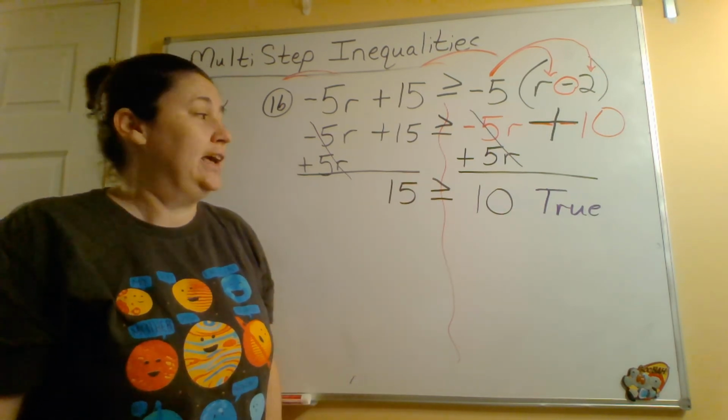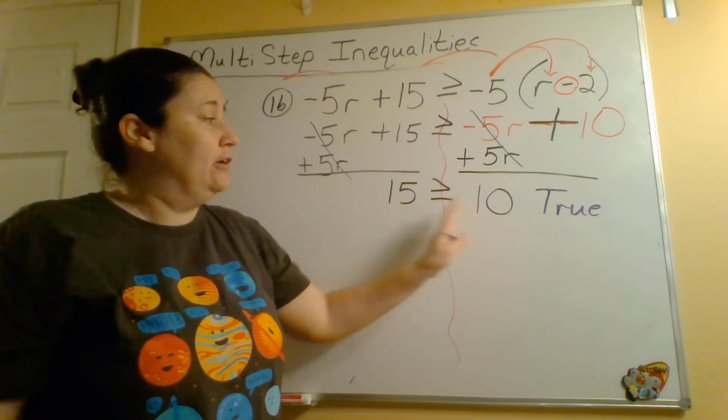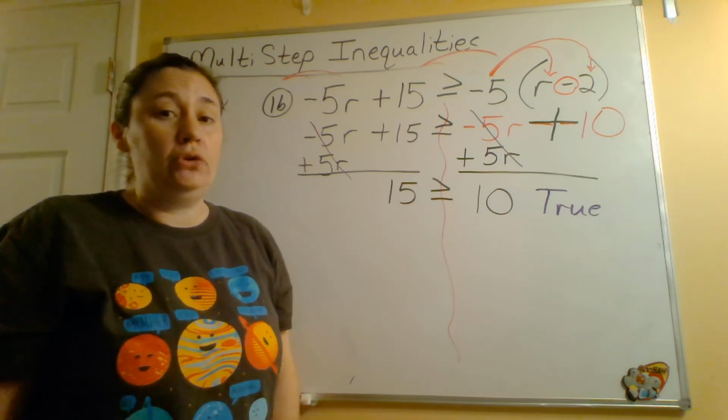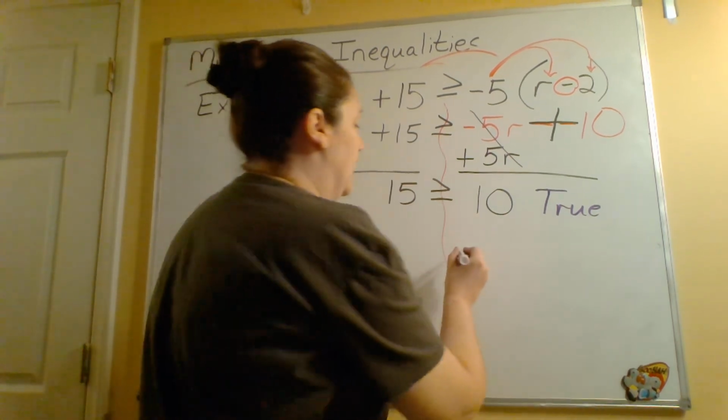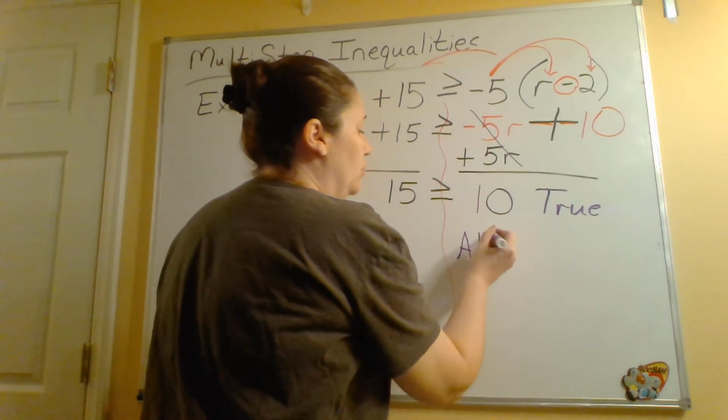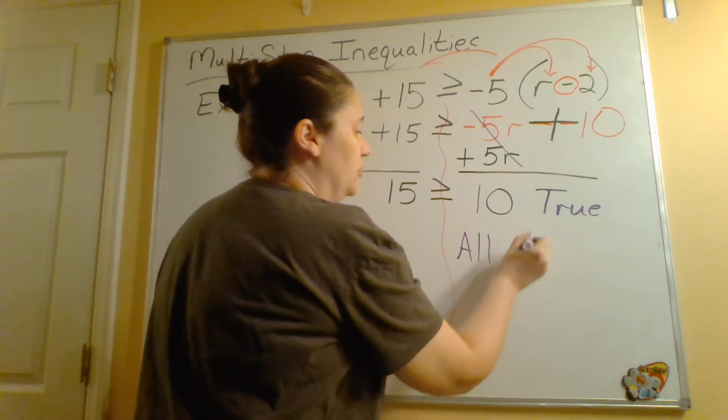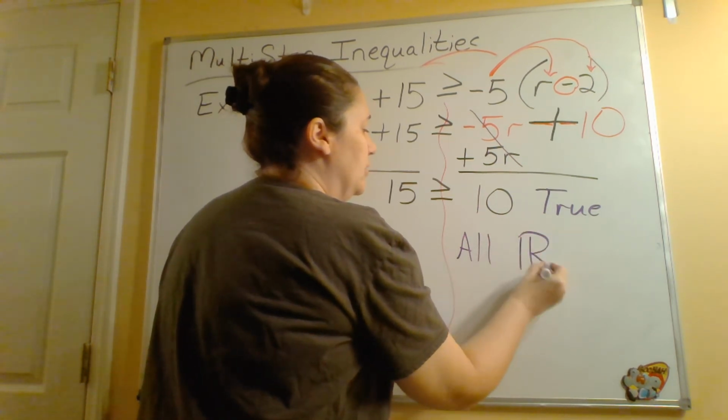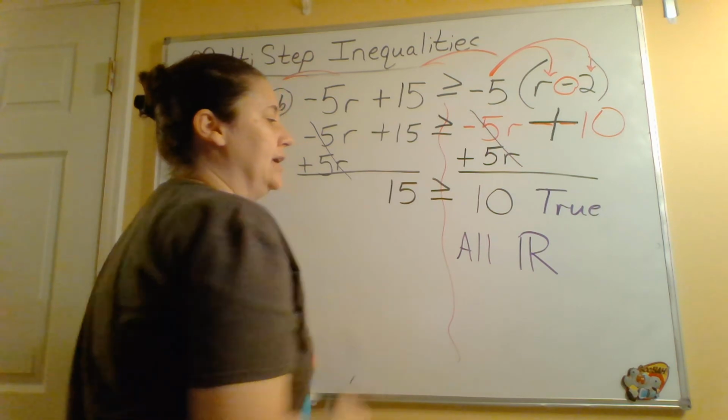And in our notes today, I told you if you end up with no variables and you have a true statement, that means the answer is all real numbers. Here's how you abbreviate real numbers. You draw a capital R with an extra line in it.